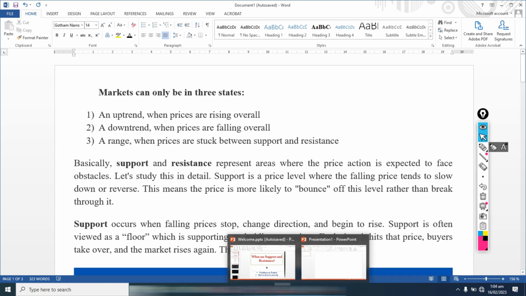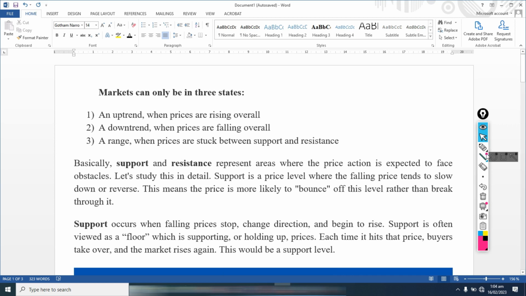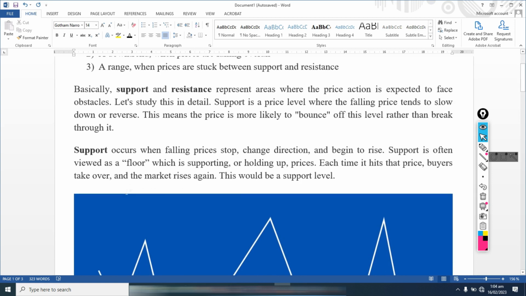So now, support and resistance represent areas where the price action is expected to face an obstacle. Now, in studying it in detail, you say support is a price level where the falling price tends to slow down or reverse. This means the price is more likely to bounce off this level rather than break through it. Good. Now, let's make it clearer.